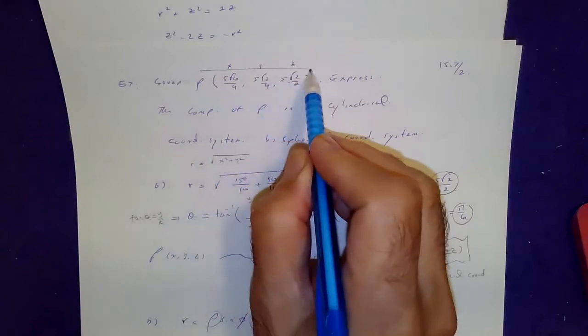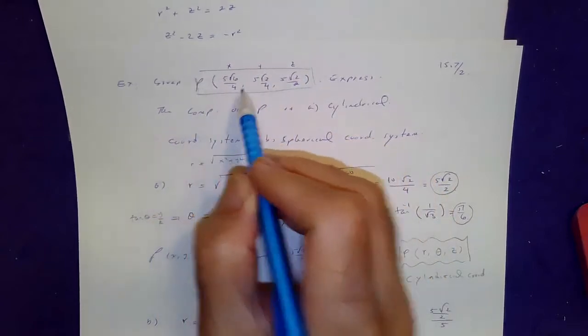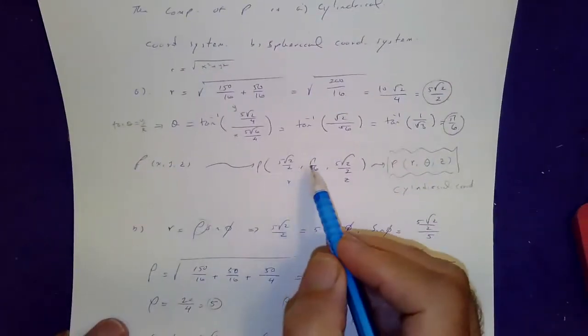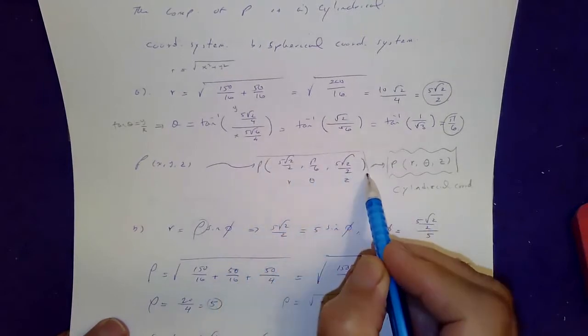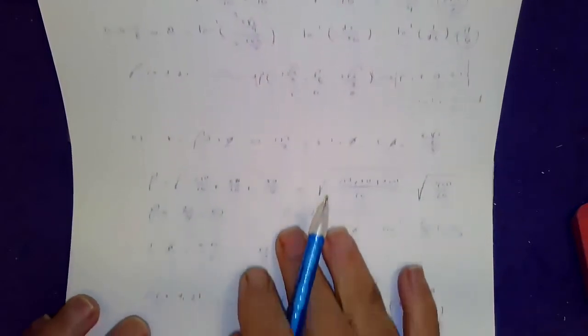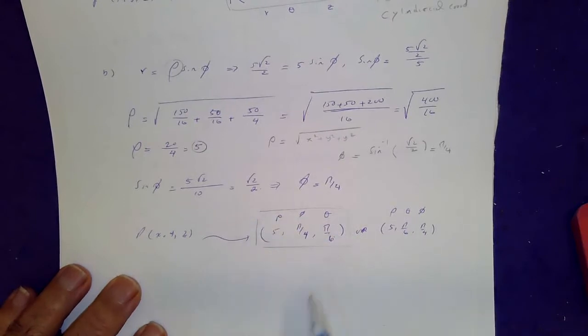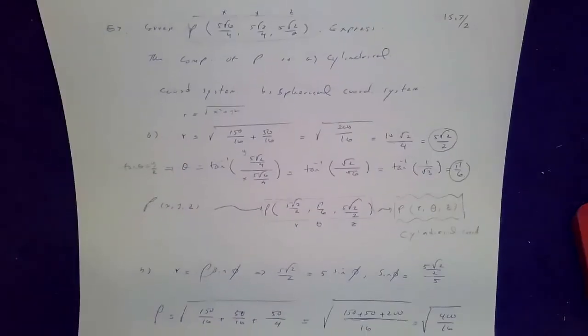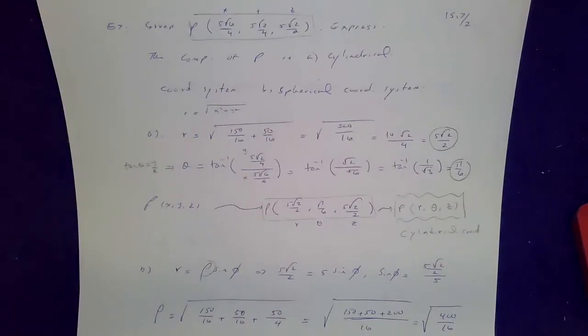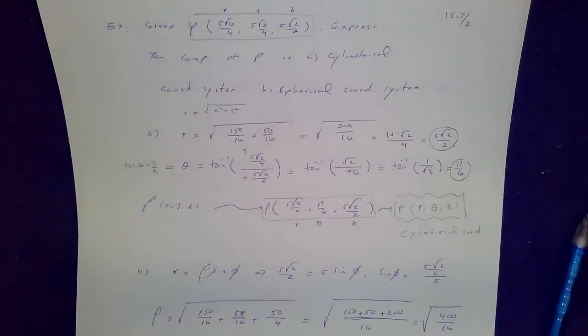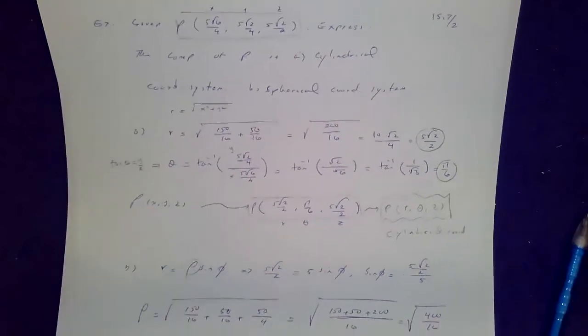In other words, this point in Cartesian is equivalent to this point in cylindrical, and that's equivalent to this point in spherical. All of these 3 points will get you to the same common point in space. So that's the beauty of conversion.